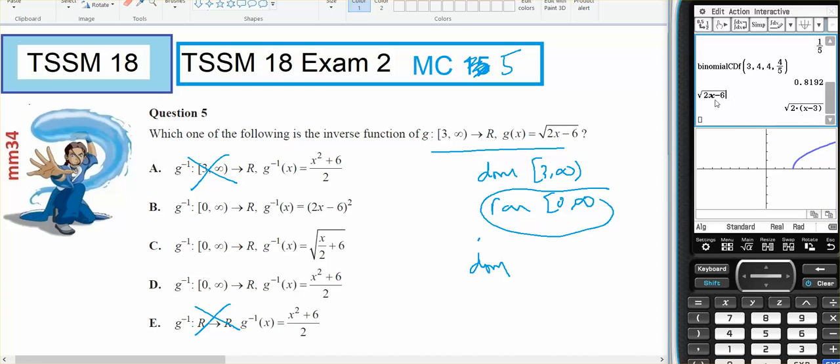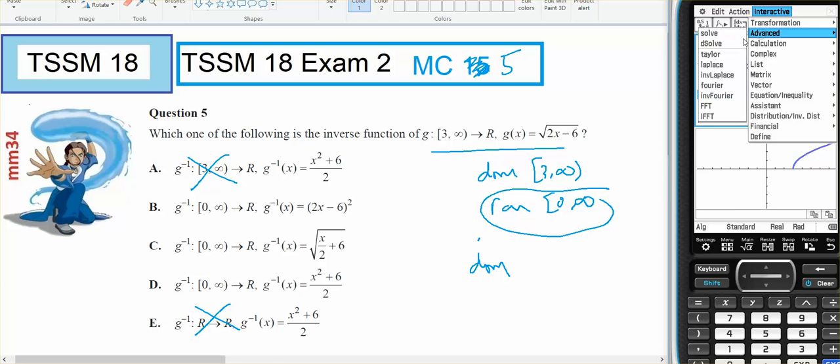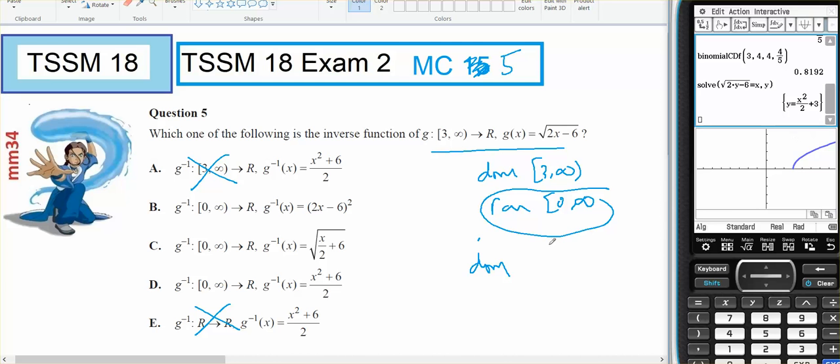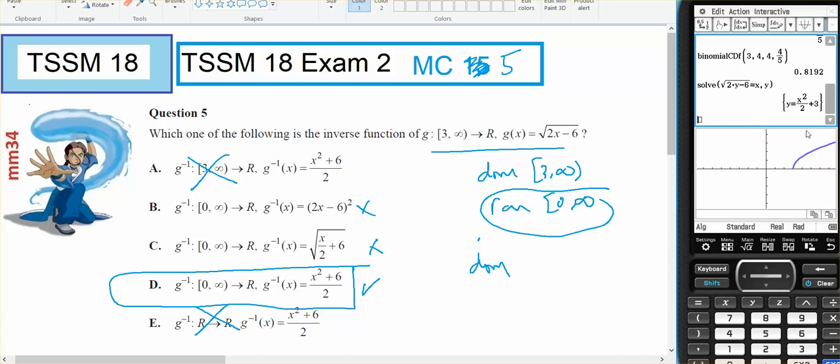So if I make that y and make it equal to x, and I solve for y, I get that rule, which I'm looking at. That one I like, that one not, that one not. So I'm going to go for D, being x squared on 2 plus 6 on 2, and that's got the right domain.